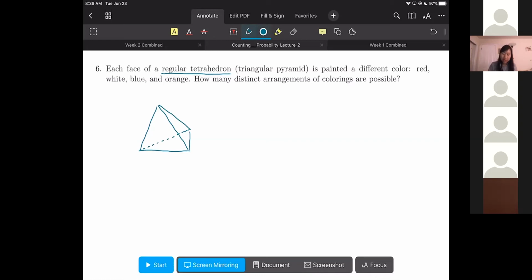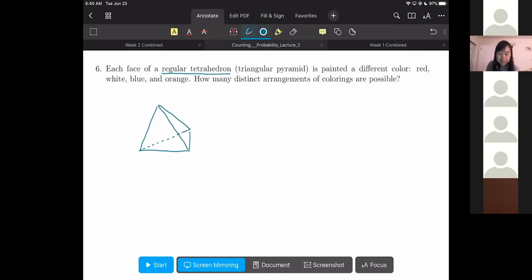So now we want to see how many ways we can paint this tetrahedron 4 different colors, 1 per face. Anyone have any questions about what a tetrahedron is? All right. So any ideas on how we could do this one? There's some rotational symmetry we have to account for here.